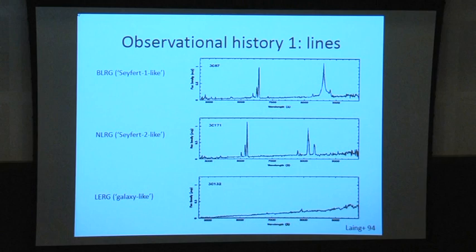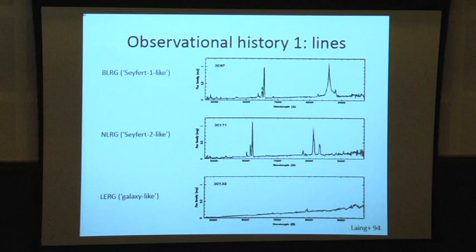We've already heard that this HEG and LEG, HERG and LERG division was originally identified through optical lines like these ones. So if you look at a high excitation object, you'll always see narrow lines like these ones. You may see some broad lines as well. Narrow line radio galaxies will just have the narrow lines and no broad H alpha.